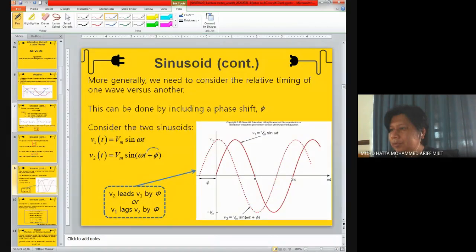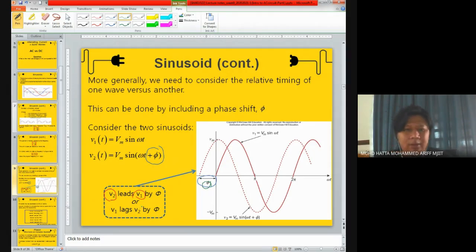Okay, this is the phase shift due to this angle. If you compare these two waveforms, we find that V2 leads V1 by this angle.